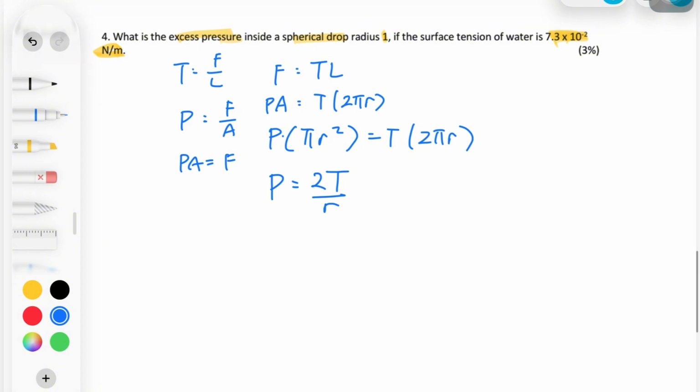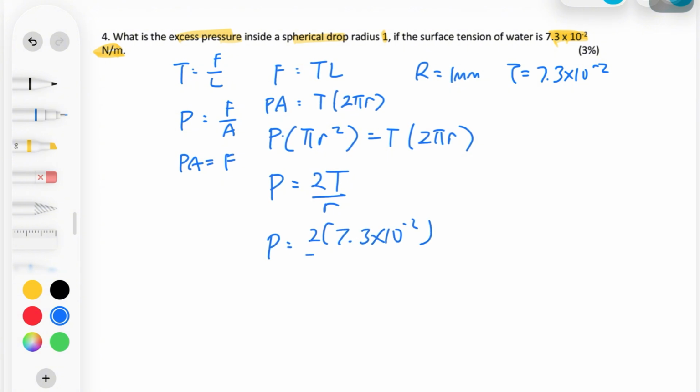So what do we have? The radius is 1 millimeter. Sorry, not 1 centimeter, 1 millimeter. And the surface tension is 7.3 times 10 to the power negative 2. So we substitute inside. Pressure equals 7.3 times 10 to the power negative 2, and the radius is 1 millimeter, so 1 times 10 to the power negative 3. Then we got our answer: 1.746 times 10 to the power 2 Pascal. So this is the answer.